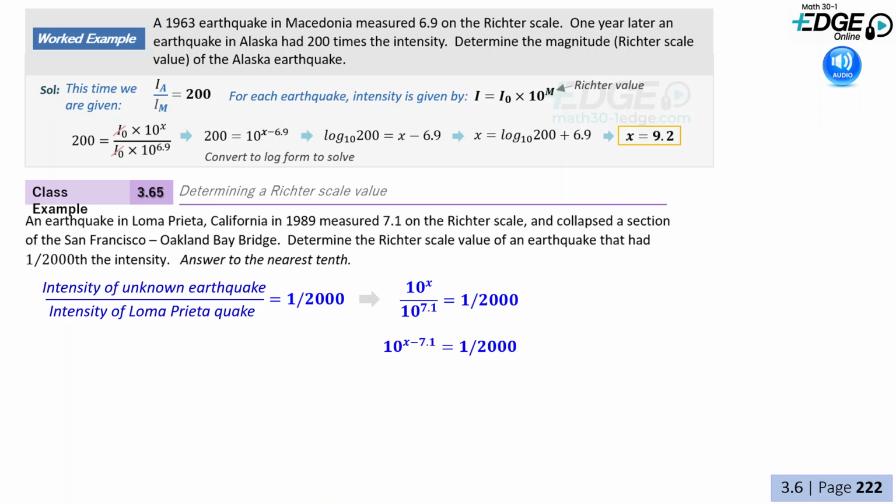Now, since I'm dividing, we can subtract our exponents. So, as before, 10 to the power of our m1 minus m2, or Richter scale 1 minus Richter scale 2, really is telling you how many times as intense the earthquake is. But in this case, our times as intense is actually going to be a smaller number.